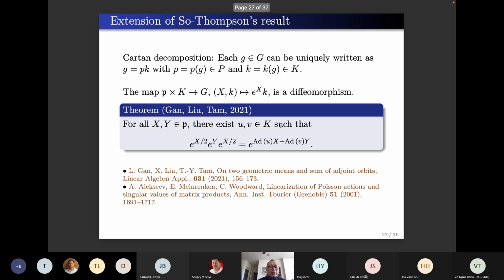Once we have all this abstract setting, I managed to extend it with Roy and Elaine in the context of the symmetric space. So you can see I start with X and Y in P, then there exist U and V in K such that this is exactly that for some U and V. And here the conjugation is replaced by the big adjoint. The key idea is to use a very nice result of this paper, the second paper. Our results were published in 2021 in Linear Algebra and its Applications.